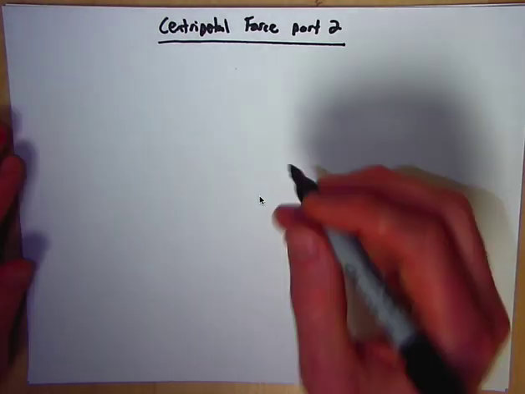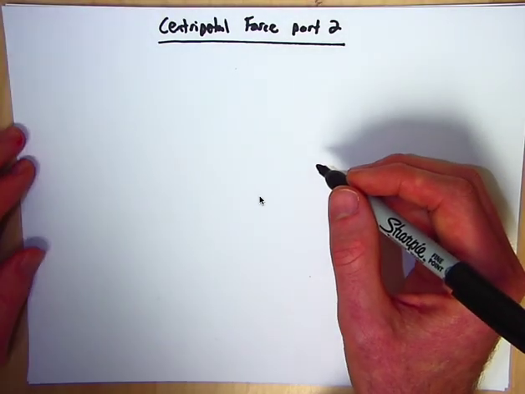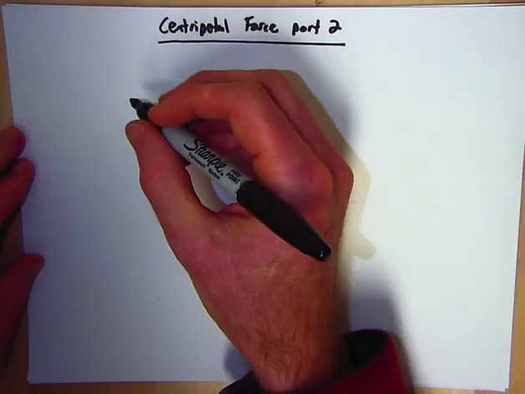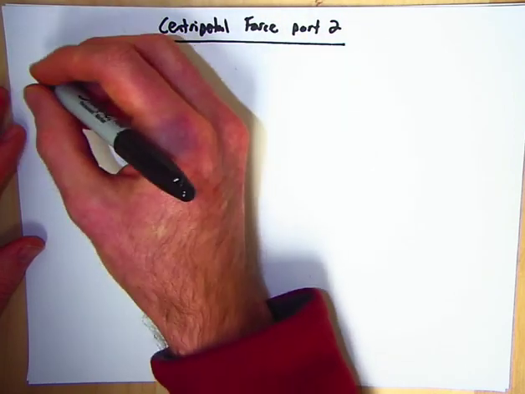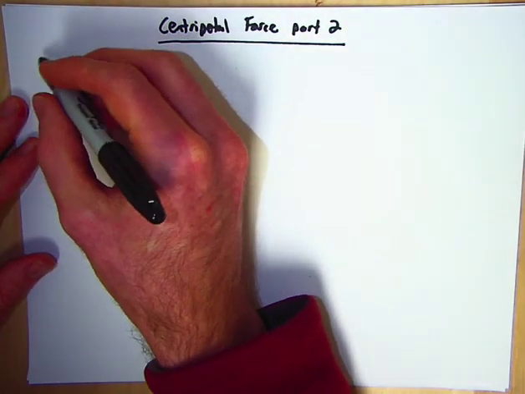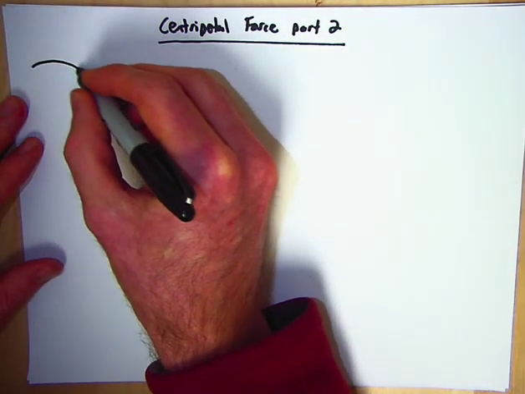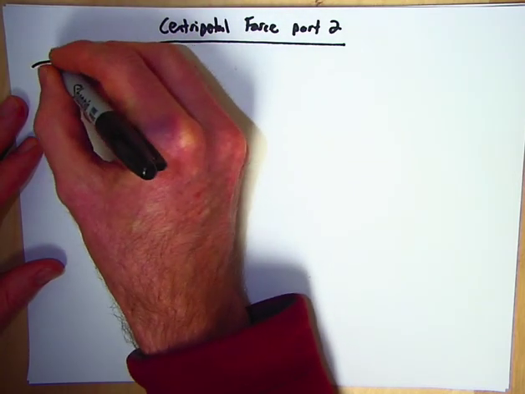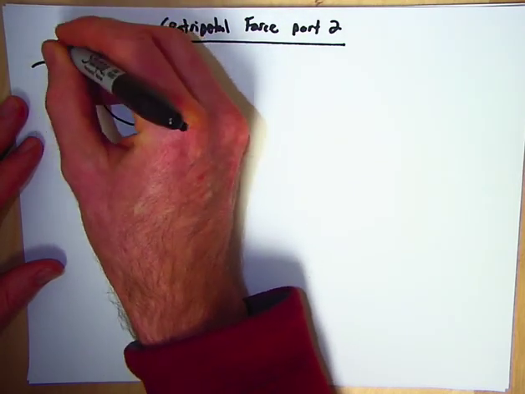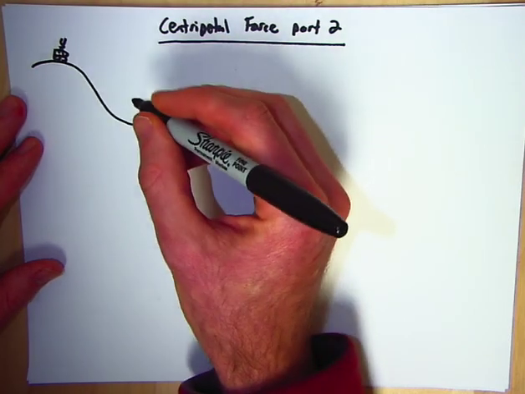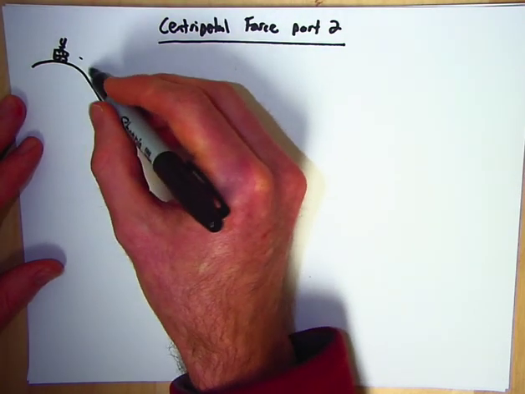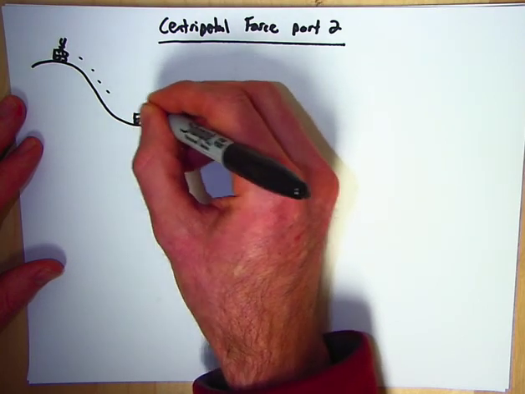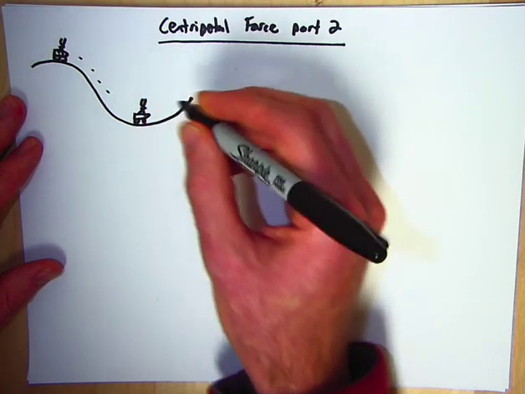Here's the next centripetal force video, and we're just going to do a couple of examples. So let's see. This example is going to be a hill example. Let's just draw a hill, and we're going to draw the bottom of a hill. And let's imagine you're cruising by on your skateboard, and you're going to cruise down to the bottom of the hill down there. So there you are on your skateboard at the bottom of the hill.